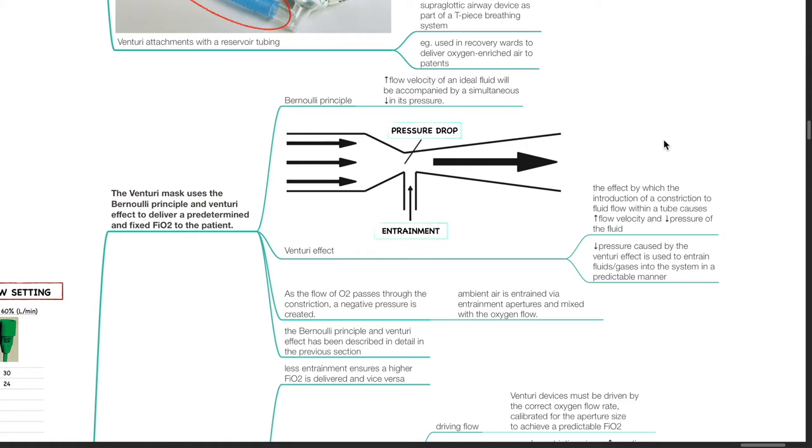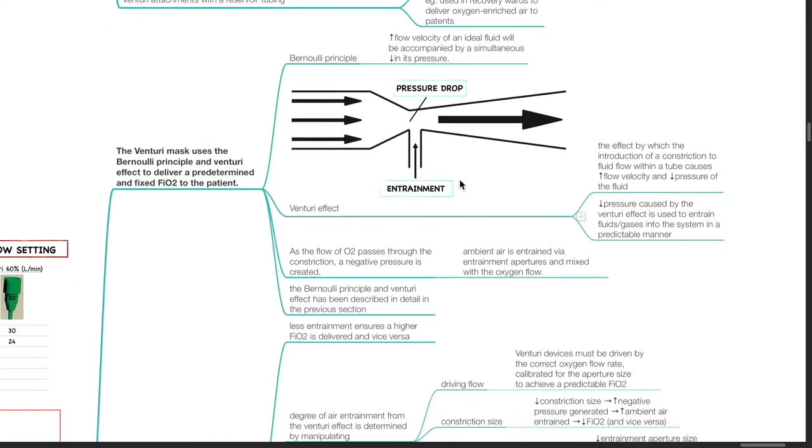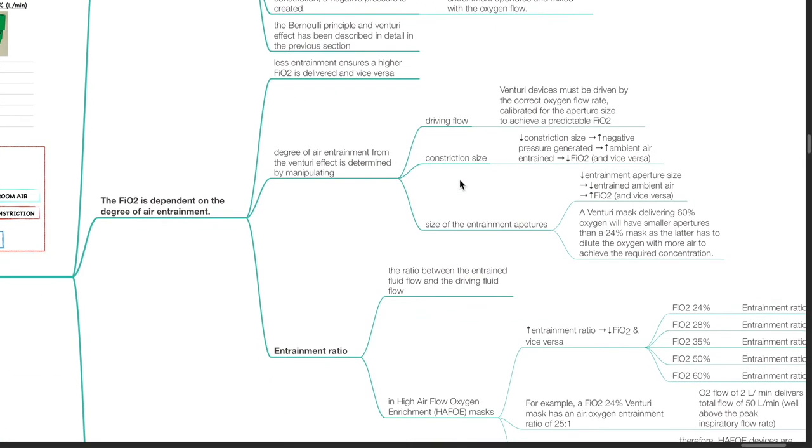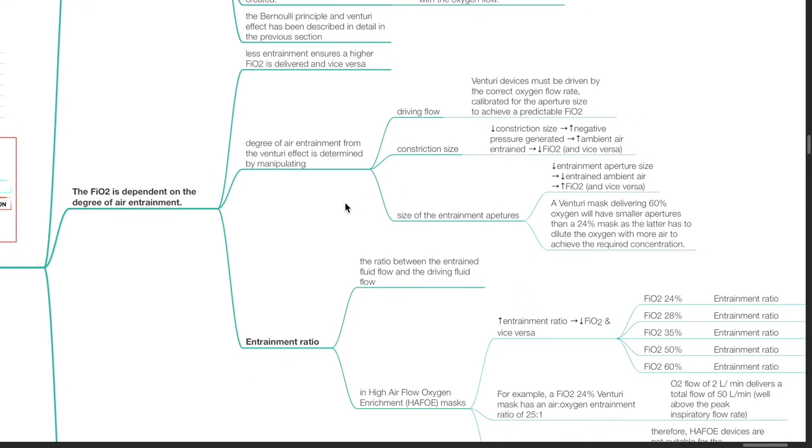This reduction in the fluid pressure caused by the Venturi effect is used to entrain fluids or gases into the system in a predictable manner. As the flow of oxygen passes through the constriction, a negative pressure is created. Ambient air is entrained via entrainment apertures and mixed with the oxygen flow. The Bernoulli principle and Venturi effect have been described in detail in the previous section. FiO2 is dependent on the degree of air entrainment. Less entrainment ensures a higher FiO2 is delivered and vice versa.